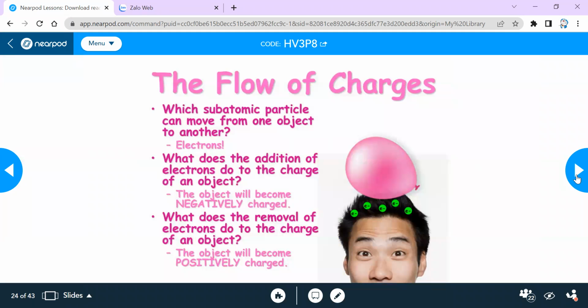So, which subatomic particles can move from one object to another? The answer is electrons. What does the addition of electrons do to the charge of an object? The adding of electrons to an object will always make the object become negatively charged. But if you were to remove electrons, the object will become positive. Same thing here, we have a balloon and your hair. I'm sure you guys played this before.